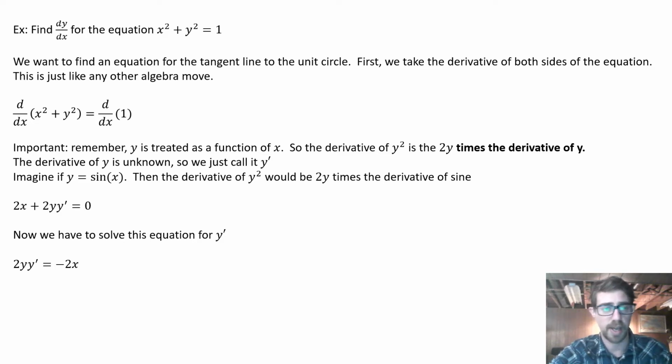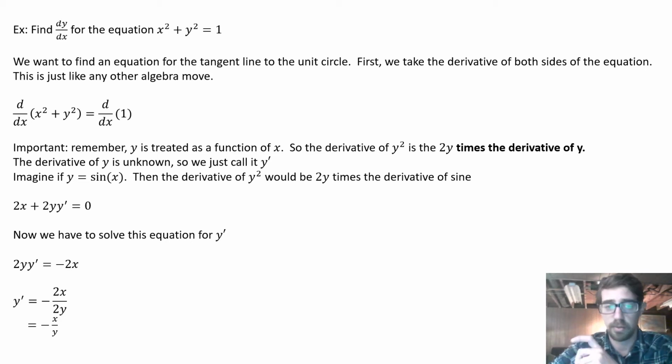Subtract 2x from both sides. Divide by 2y. Simplify. y prime is negative x over y. So that derivative has a y in it. We started with an implicit equation, right? That had x's and y's all mixed together. We ended up with an implicit equation, and that's in fact going to happen.